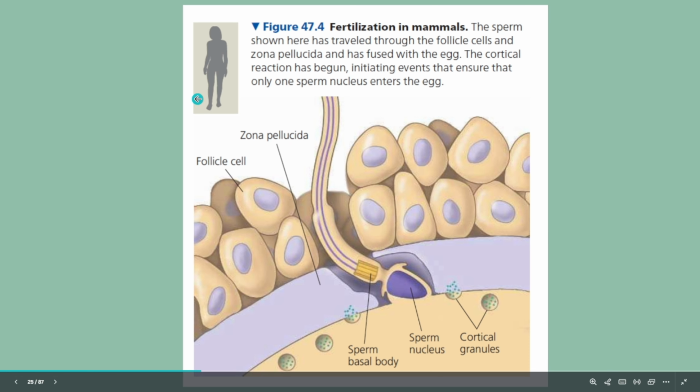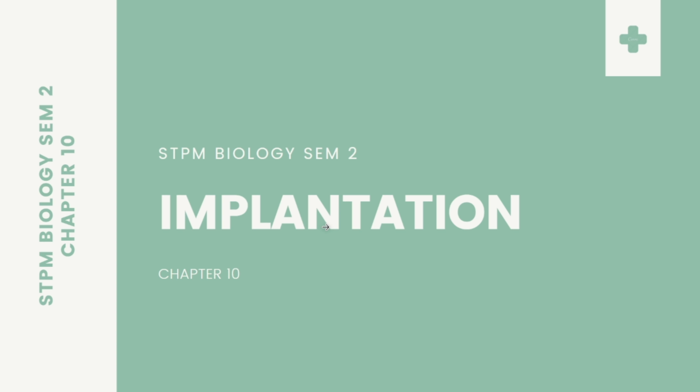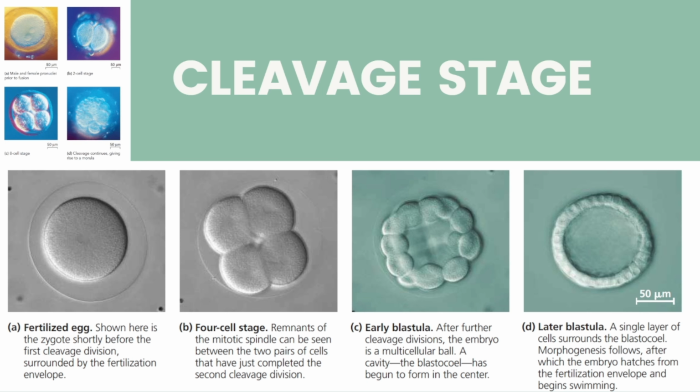So, okay. Next, we go through the implantation. Before implantation, your fertilized egg starts to undergo a series of cleavages, so it will form many cells. The size of the cell is not changing, but the quantity of cells being produced is changing.